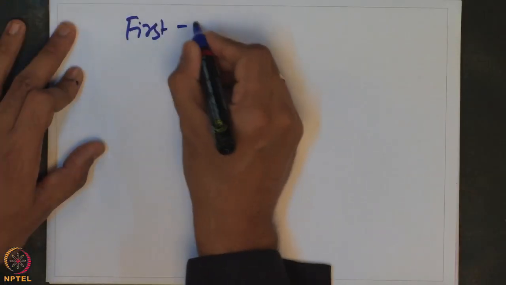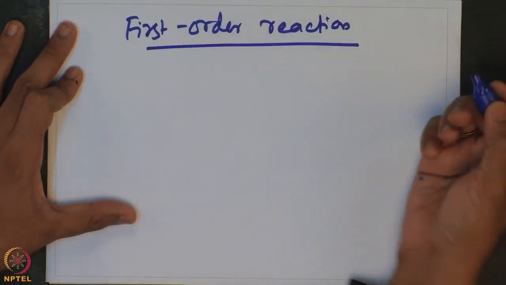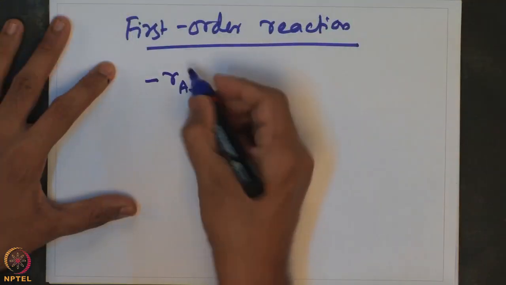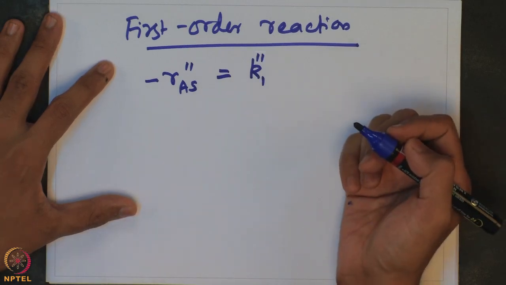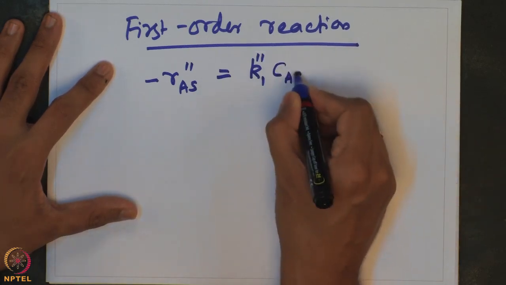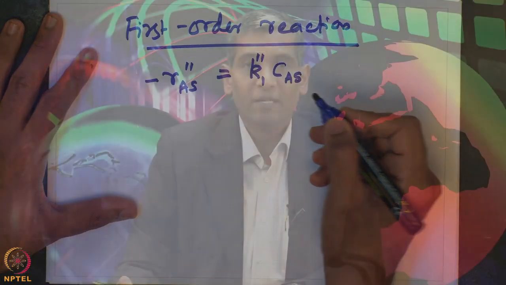Now we said that we want to do this for a first order reaction. What happens when we actually plug in the kinetics of a first order reaction? For a first order reaction, what is the intrinsic kinetics? We know the kinetic expression for the intrinsic kinetics, which is essentially R_AS double prime equal to some rate constant K1 corresponding to the first order reaction multiplied by the concentration of the species at the surface conditions.